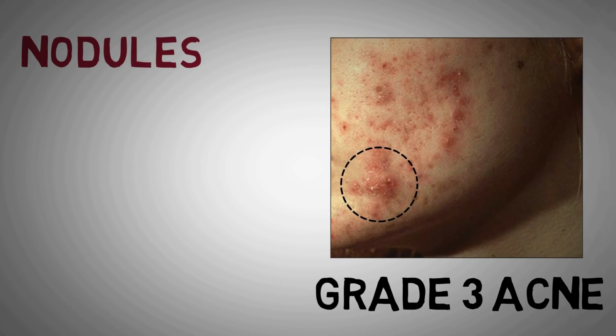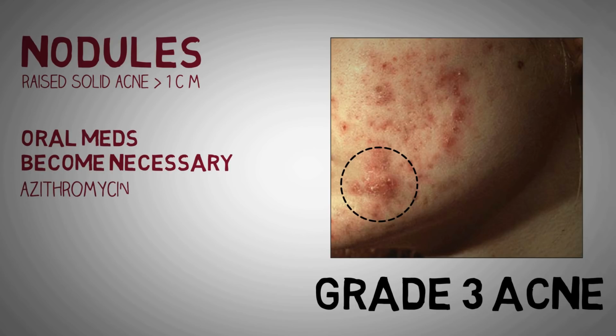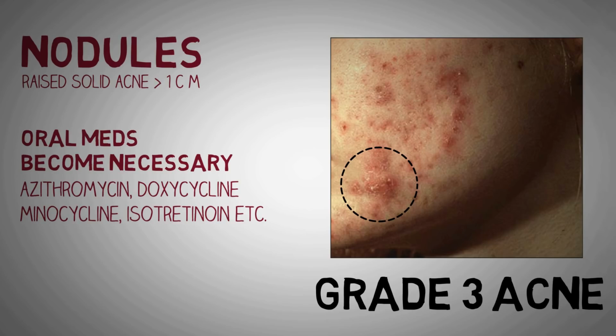If we look at grade 3 acne, from here onwards things get serious. You have nodules on your face now and you have to start taking oral medications, and the most commonly used drugs worldwide are azithromycin, doxycycline, minocycline or isotretinoin among others.